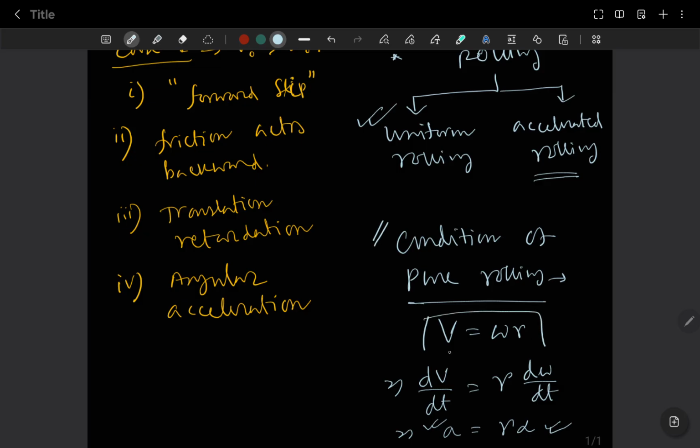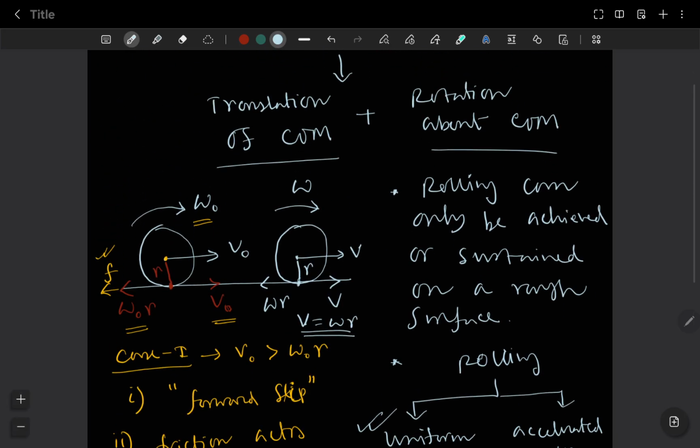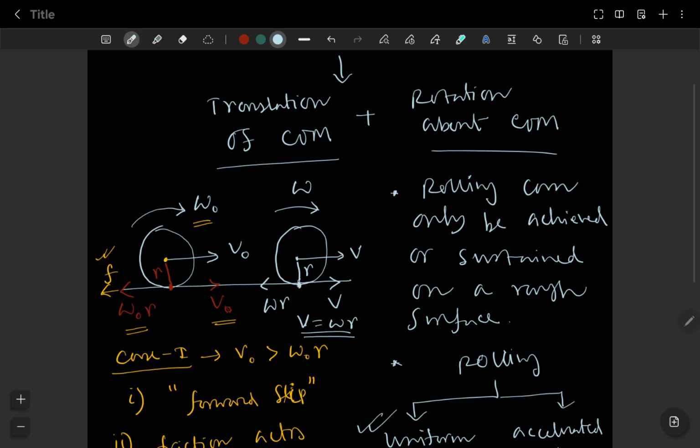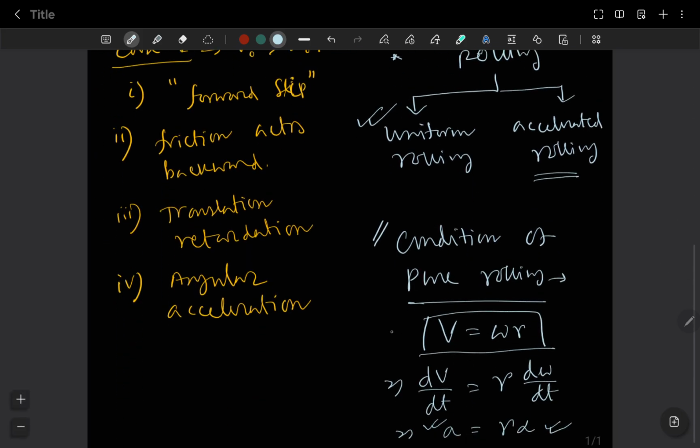Okay, so you see when v becomes equal to omega r, what happens? This bottommost point no longer slips. So there is no friction anymore. Fine. So if there is no friction, then v will no longer decrease and omega will no longer increase. So v will remain the same, omega r will remain the same.